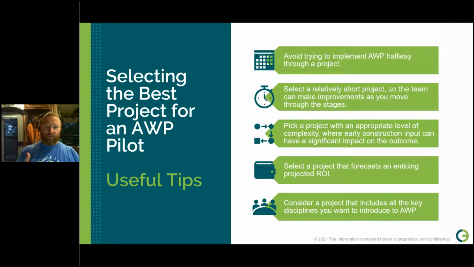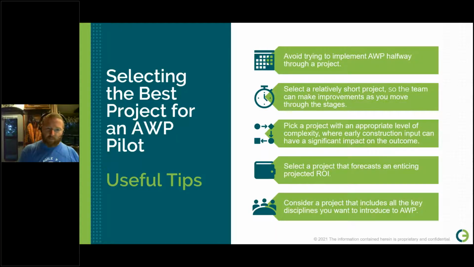Target the things that reflect the areas of concern and issue that your company has. So if you're great at doing pipe, but you're terrible at doing E&I, focus on a project that's got a decent E&I scope. Or if you're great at steel, but you're terrible at installing pipe, look at something that's got a decent piping scope. Select a project that forecasts an enticing projected ROI.